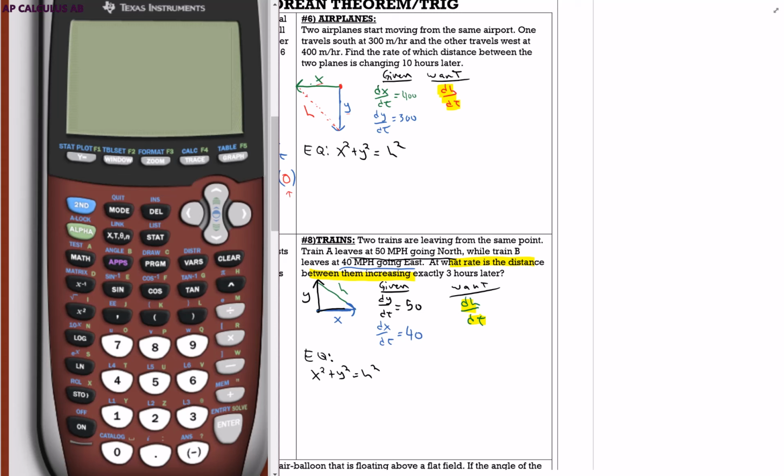All right, so we know this is our equation. Let's go ahead and take the derivative. We're going to get 2x dx dt plus 2y dy dt equals 2h dh dt. And then I need to plug in the things that I know. Oh, sorry, we want dh dt, so that's the only thing I'm not going to plug in for, because that's the thing I want to know. We're going to leave it over there.